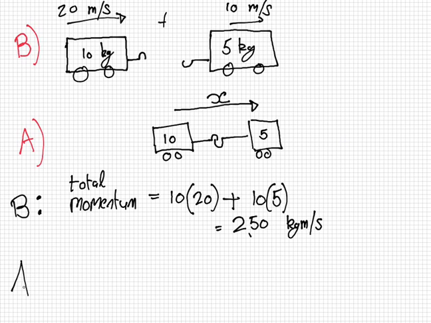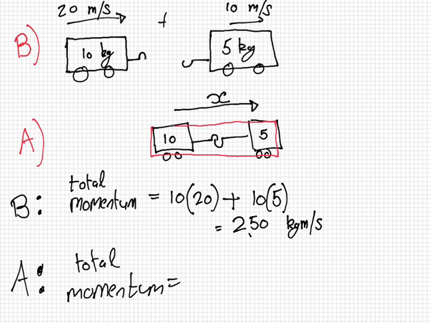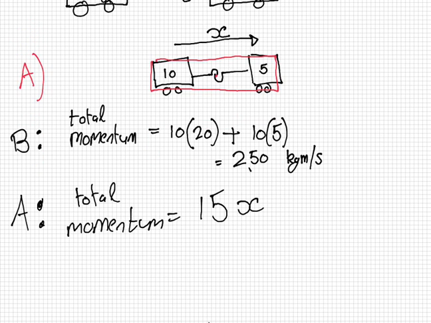Okay. After, total momentum. Yeah, so in this case, what is it? What's the total? This is now one object, if you think about it. It's one, because they're connected. So what's the mass? 15. And the velocity? X. So the total momentum is 15x. It's the common velocity.